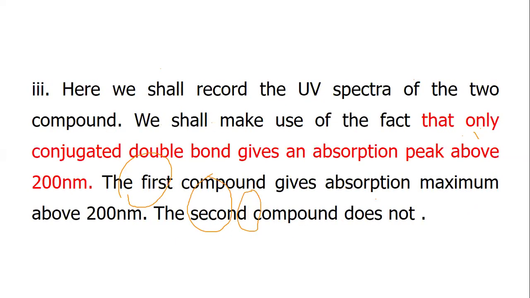In case of the third pair, here we shall record the UV spectra of the two compounds. We shall make use of the fact that conjugated double bonds give an absorption peak above 200 nanometer. The first compound gives an absorption maximum above 200 nanometer. The second compound does not.